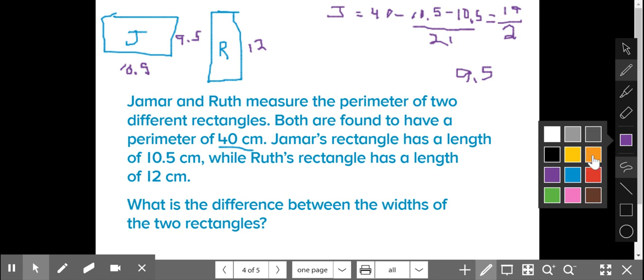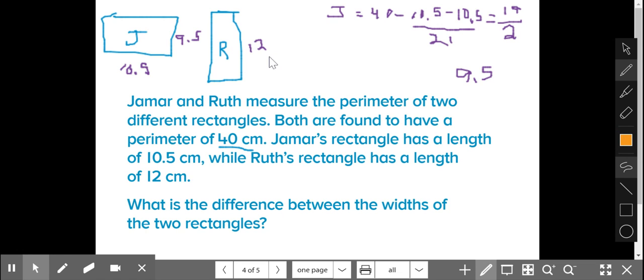And let's pick out an orange color for Ruth. Ruth starts off with the same number. Ruth equals 40 centimeters. We will subtract out 12. Remember, we're going to do that twice. Minus 12. Whatever we get, we're going to divide that by the fact that we have 2 sides that we don't know the answers for.